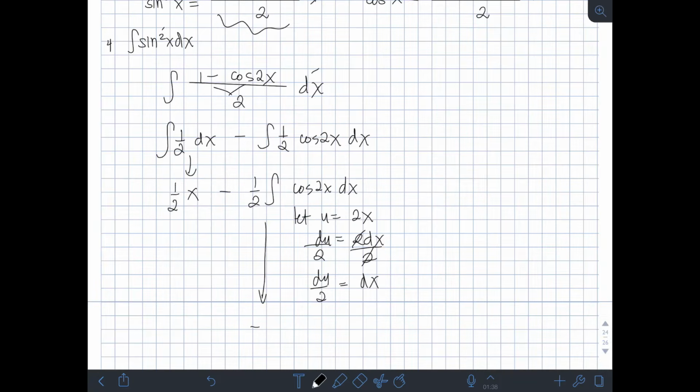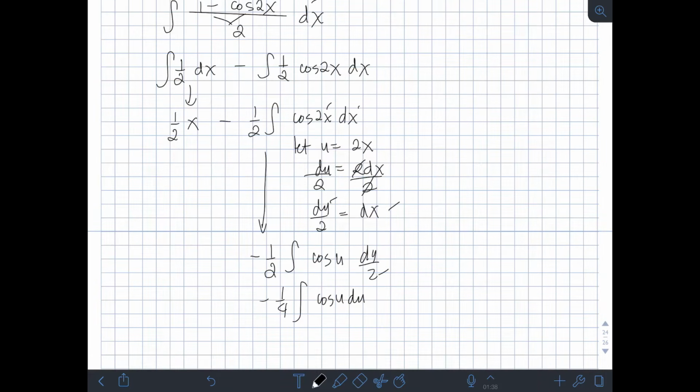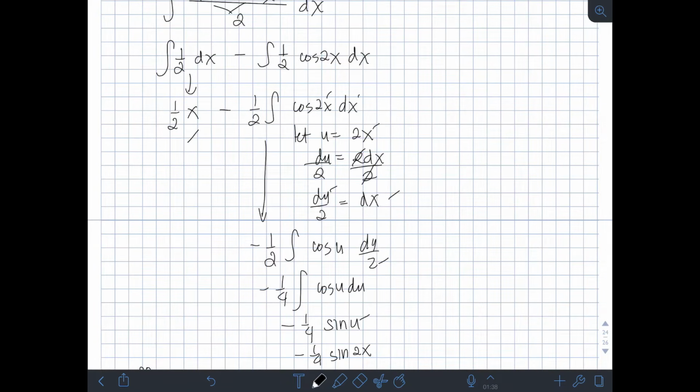So, therefore, it is equal to negative 1/2 integral ng cosine 2x, which is just u. And then, itong dx equal siya sa du over 2. So, labas natin itong 1/2, magiging negative 1/4 na siya. 1/2 times 1/2. Then, integral ng cos u du. Ano ulit integral ng cos u du? So, we have negative 1/4 sin u. And then, ibalik natin yung u in terms of x na 2x. We have negative 1/4 sin 2x. And then, combine natin itong 1/2 x. Meron tayong final answer na 1/2 x minus 1/4 sin 2x plus c.